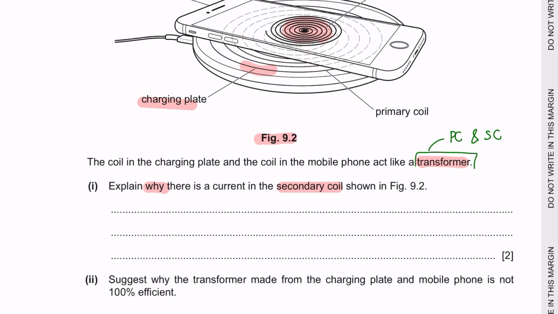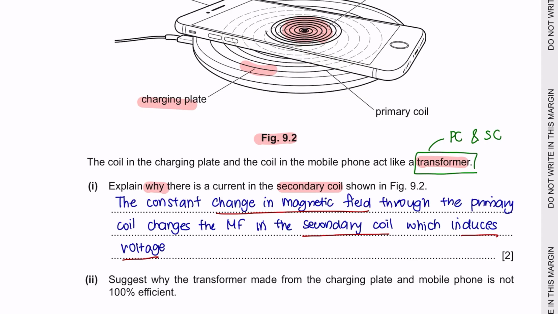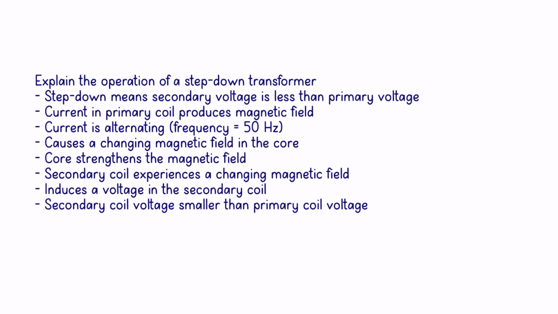So the principle is the same as a transformer. Make sure you are familiar with the principle of transformer. Here is a 4-mark explanation on the operation of a step-down transformer. You can use the same explanation for step-up as well. It's just that the difference of step-up is that the primary coil is smaller than the secondary coil. So you can take a screenshot or copy these for future reference.